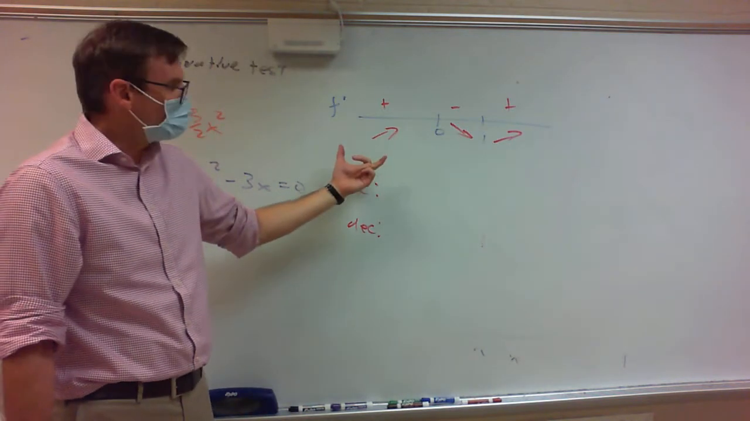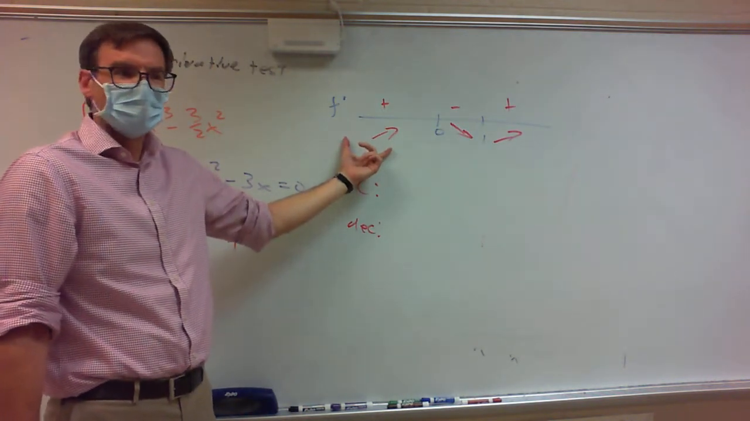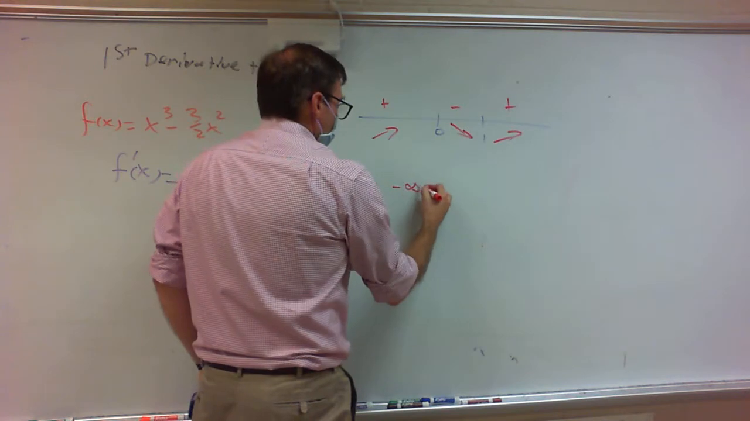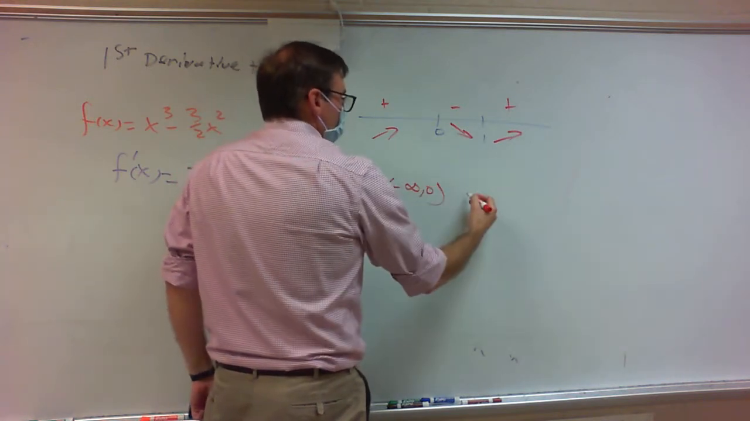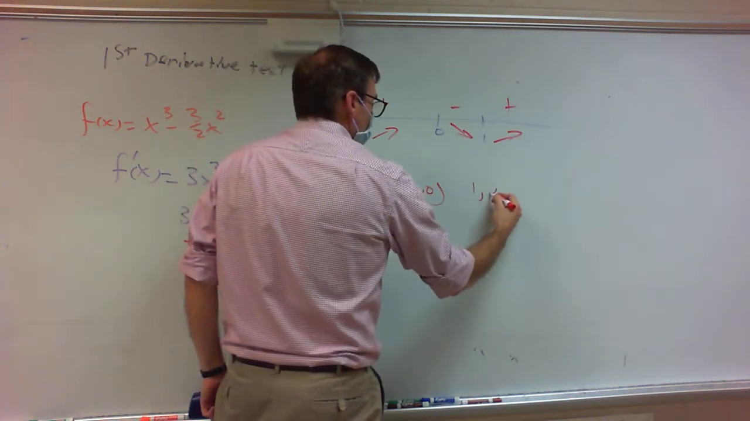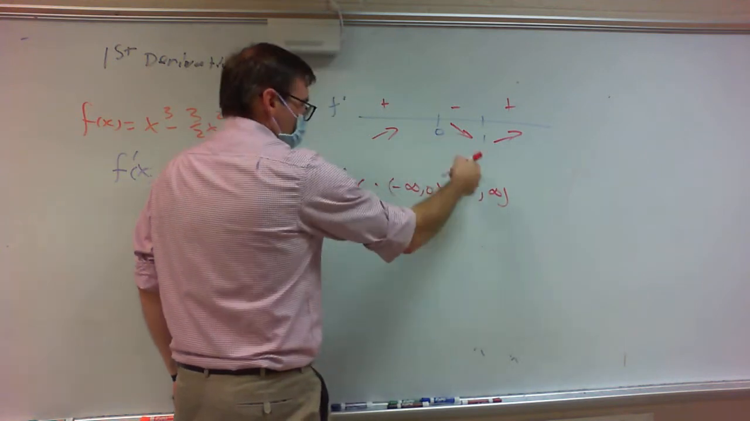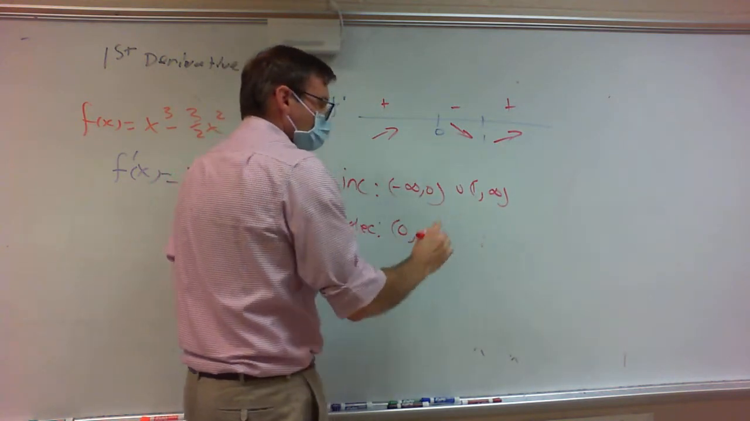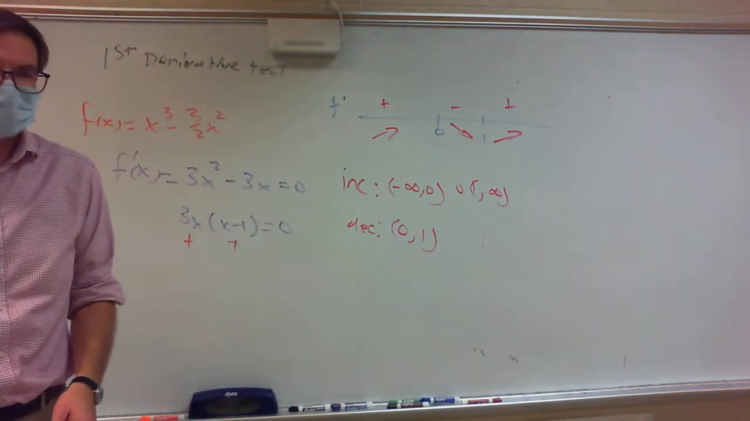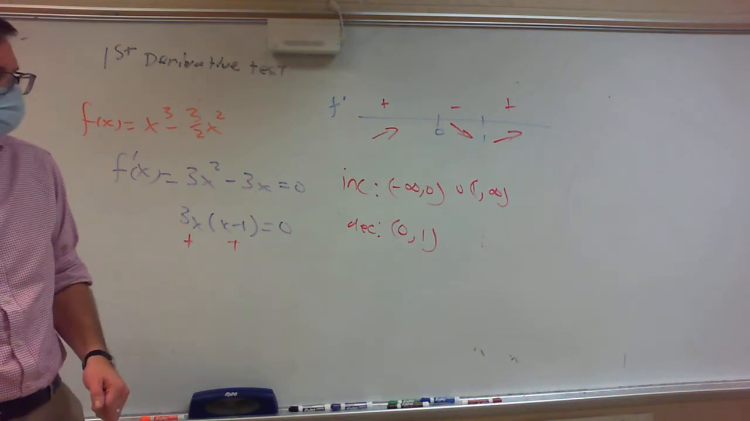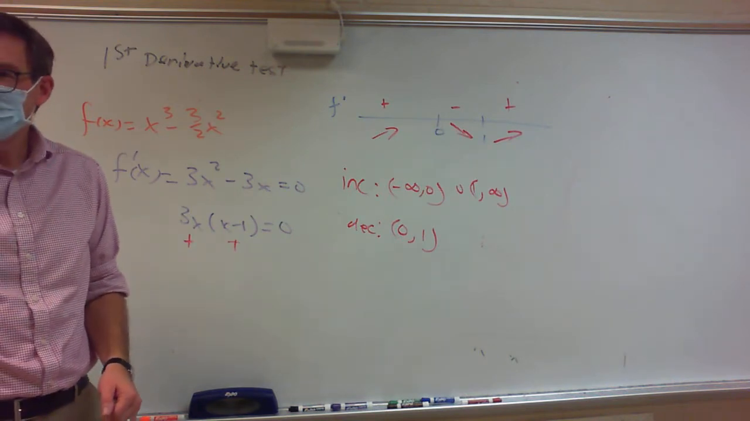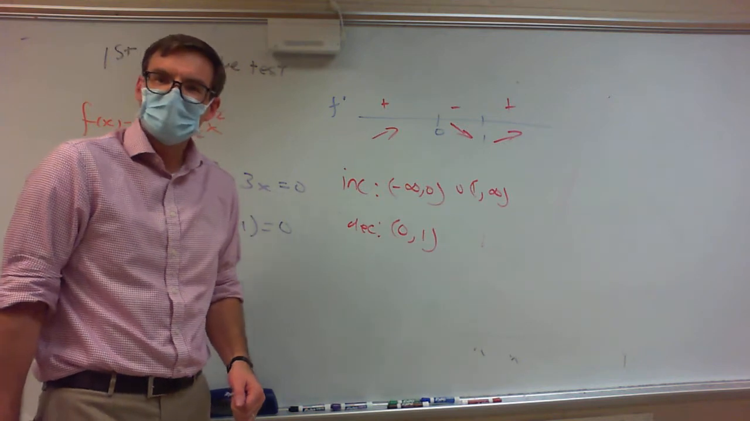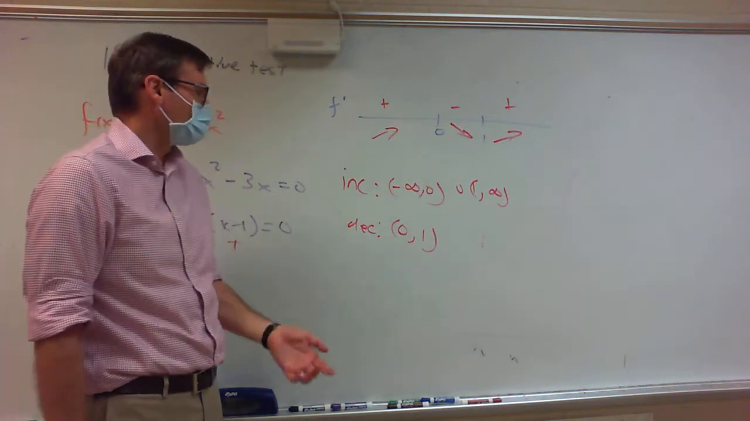Well, where is it increasing? Negative infinity to 0. And then 1 to infinity. And it's decreasing from 0 to 1. Is everybody okay with that? Is there any mathematical way to write increasing or decreasing? Or no, that's fine.